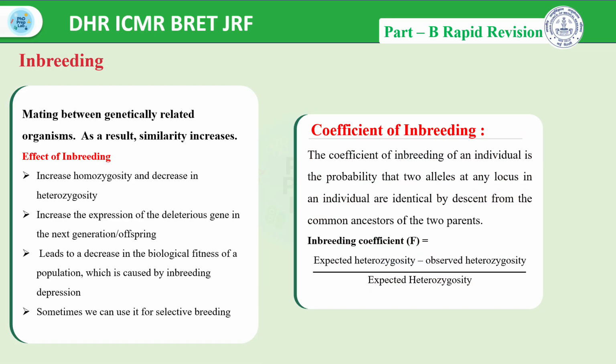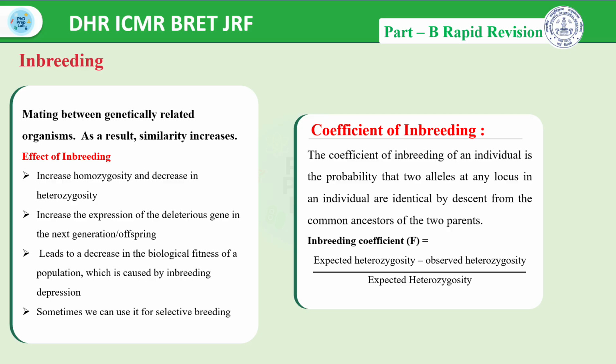Now we have inbreeding. So this is mating between genetically related organisms, and as a result, it increases the similarities. Other effects of inbreeding could be an increase of homozygosity and a decrease in heterozygosity. The increased expression of deleterious or harmful genes is also a result of inbreeding. It leads to a decrease in biological fitness, which is caused by inbreeding depression. And sometimes we can use it for selective breeding also.